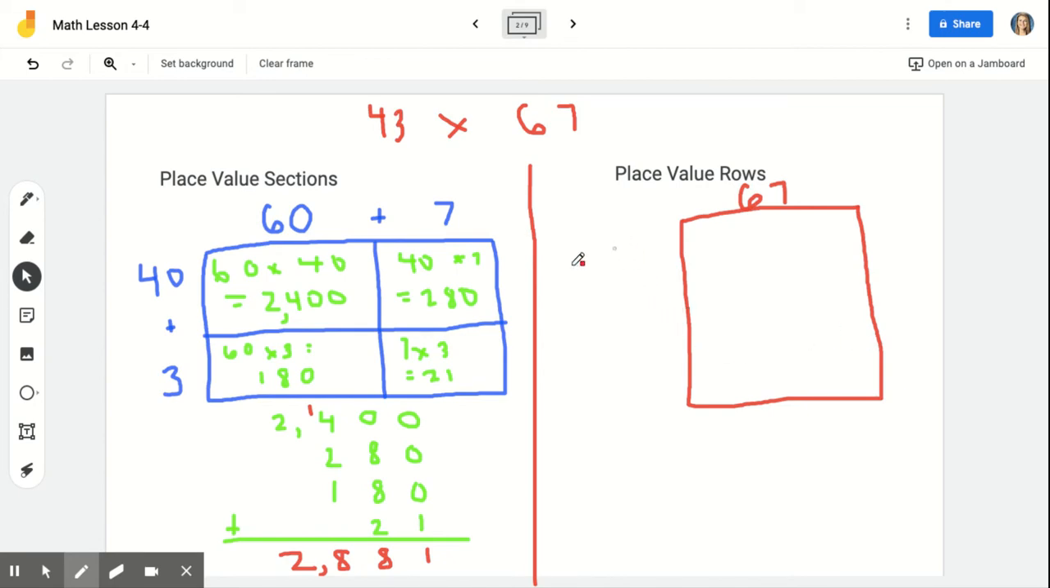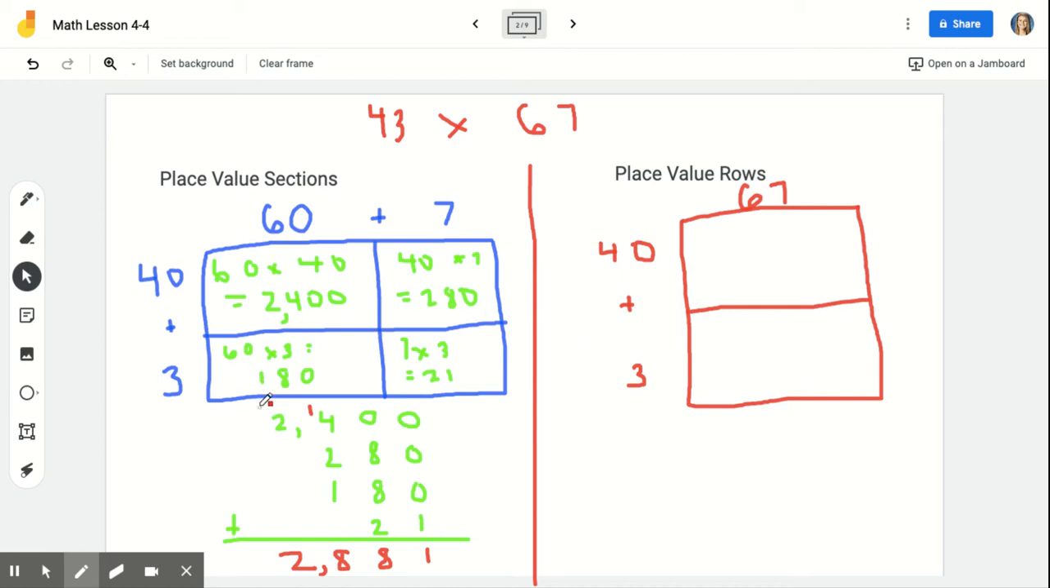So here's what we're going to do on the side. It's going to be really similar to our place value sections. We're going to put 40 to represent that 4 tens plus 3 ones. 40 plus 3 is equal to 43. Okay? And then we're going to be solving using the place value rows in which we're going to have only 2 partial products. And to separate our rectangle, we're going to look at that addition sign and draw a line wherever there's an addition sign. So there's only one here. So just one line to separate it into 2 pieces.